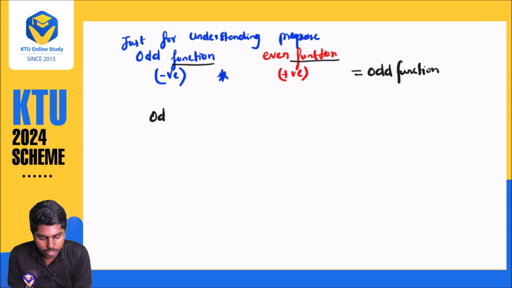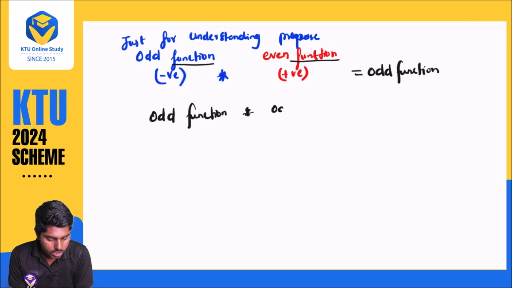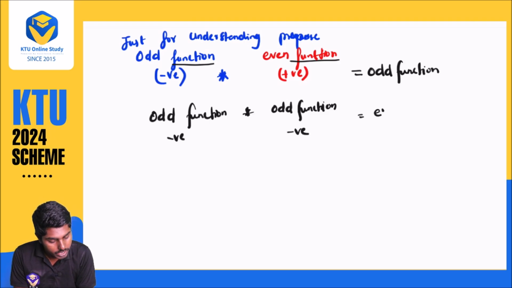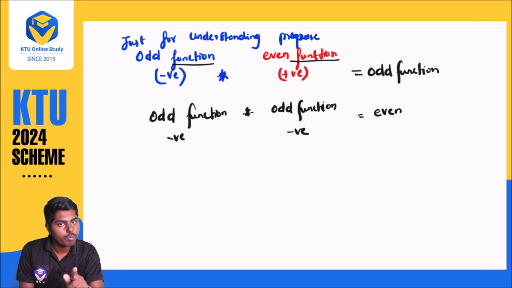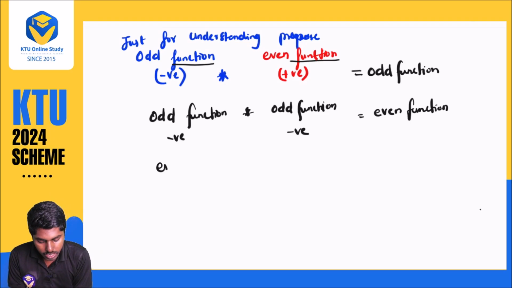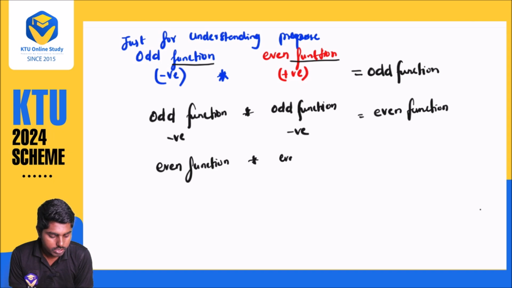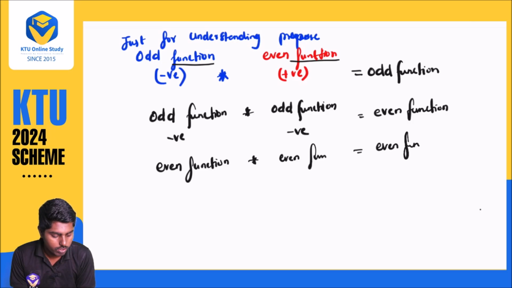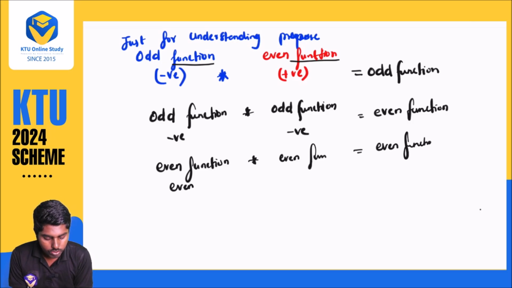Similarly, odd function into odd function, that is negative into negative. What we will be getting, we will be getting even function, because negative into negative is positive. So that's the reason odd function into odd function gives even function. Similarly, even function into even function, we will be getting even function only.